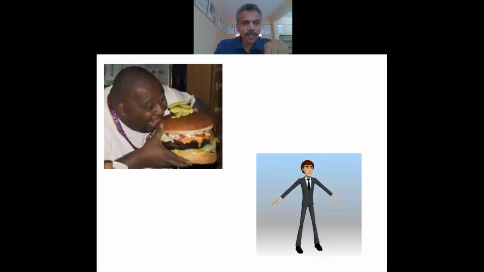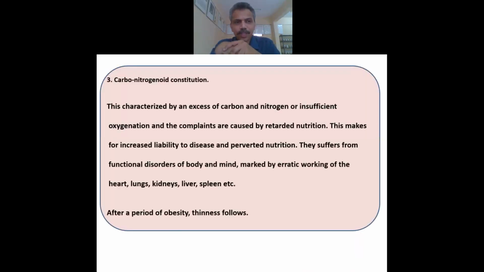So we'll come back to the last constitution. And here, these are the people who belong to this particular constitution, carbo-nitrogenoid constitution. They will have excess of carbon and nitrogen, but there will be deficiency of oxygen.